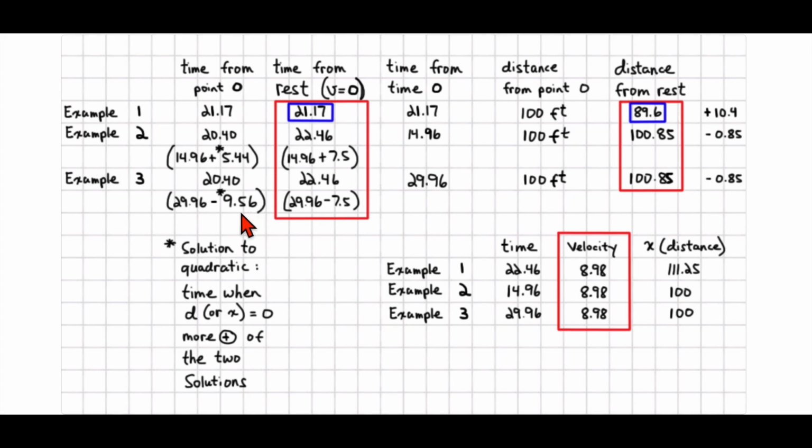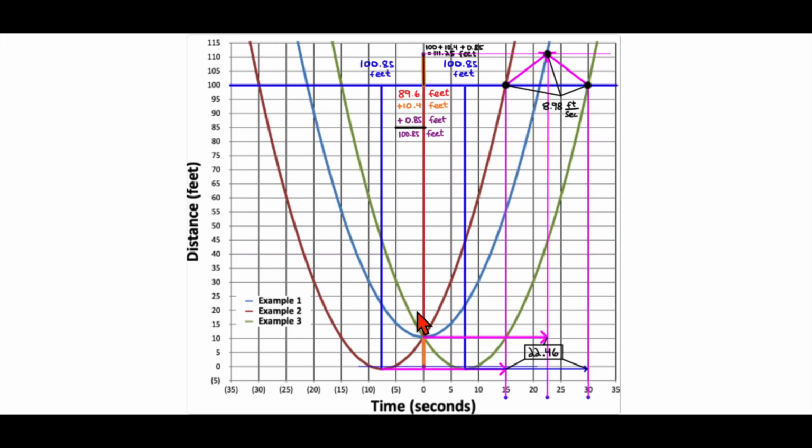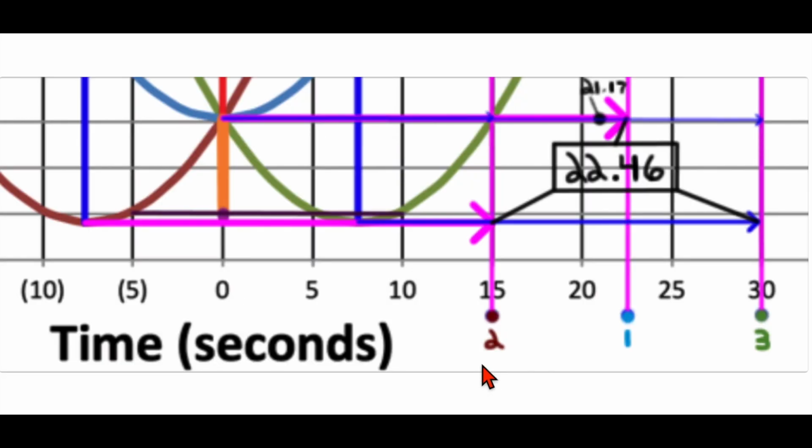You have to subtract time because the timer starts early, so you have to subtract that time. For example 3, from rest, you have to subtract 7.5 seconds. And for example 3, from point 0, you actually have to subtract more time. It's 9 and 56 hundredths seconds to calculate how long it takes from point 0 because the timer had started early. So this is example 3. The timer starts early, so you have to subtract the 7.5 seconds from rest, but then it continues, and now from point 0 you have to subtract a little bit extra time. So it's 9 and 56 hundredths seconds that you have to subtract from 29 and 96 hundredths seconds for example 3.